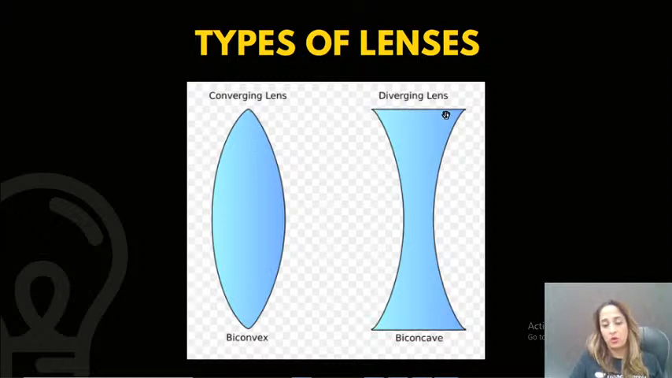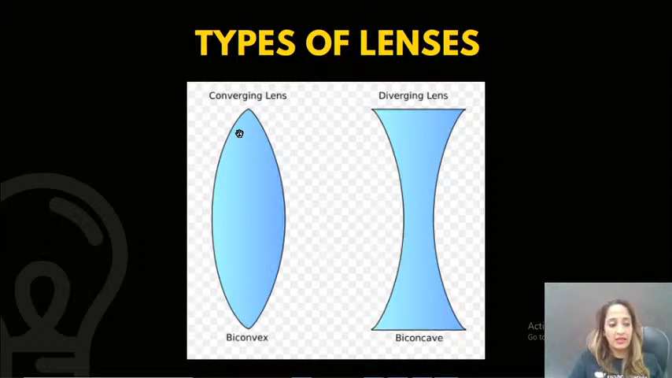Then we have concave lens. You know, if I show you only this part, only this much, this is concave. But because it is having two sides curved inside, this is called biconcave, because bi means two. The two sides are curved inside.